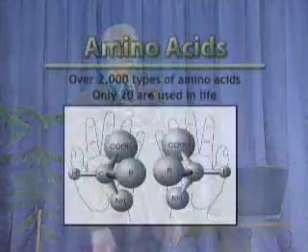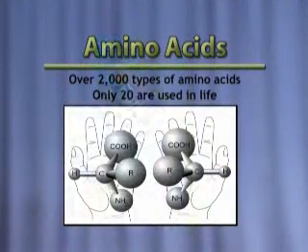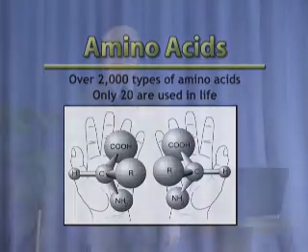Well, let's go to evidence number 3 then. If they think the water problem was good or the oxygen problem was good, this is the best of them all: amino acids. There are over 2,000 types of amino acids out there, but only 20 are used in life. That means life is very selective. You get one of these wrong amino acids in you could be in big trouble.